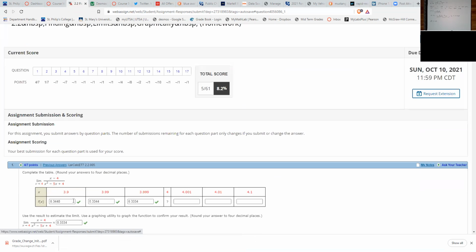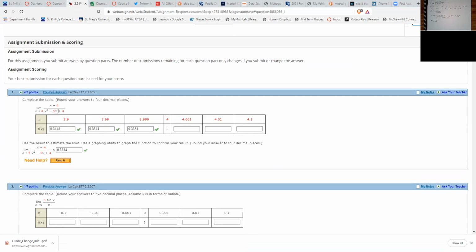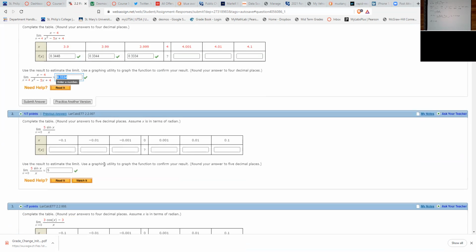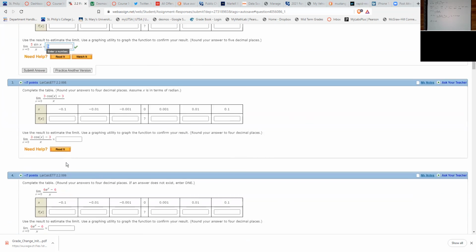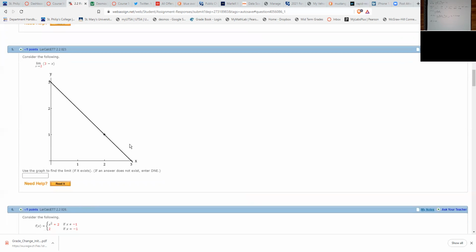That's what we did over here. We looked at the function and we approached that 4, which was the x value. And these are all the y values that we're approaching. And this is approaching 5, right? Does that make sense? Okay.